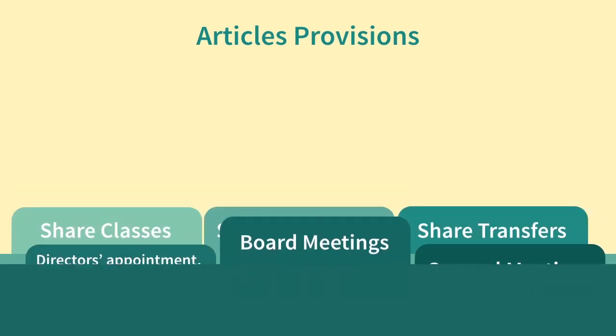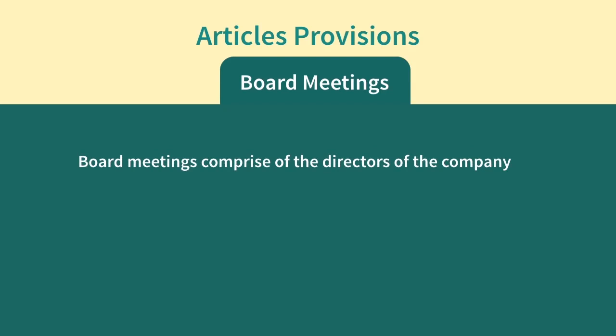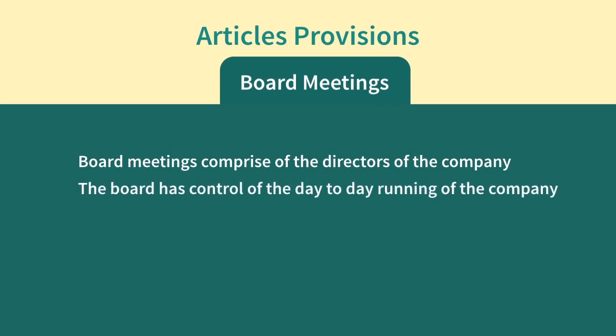Article Provisions on Board Meetings. Board meetings comprise of the directors of the company. The board has control of the day-to-day running of the company, including all commercial decisions. At a board meeting, unless the articles say to the contrary, every director has 1 vote.